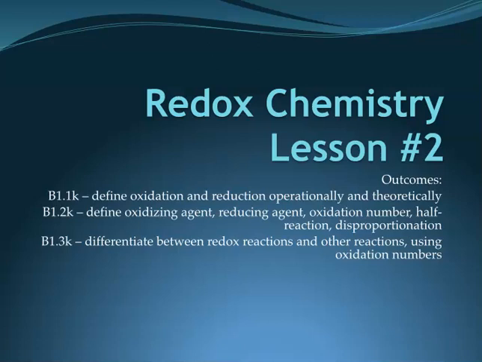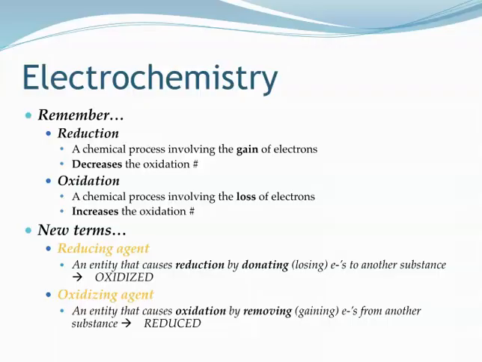Today's lesson will describe some ways that oxidation numbers are used, including balancing equations. Recall from yesterday's lesson that reduction involves gaining electrons. When an atom gains electrons, its oxidation number will decrease. Oxidation involves losing electrons. When an atom loses electrons, its oxidation number will increase.